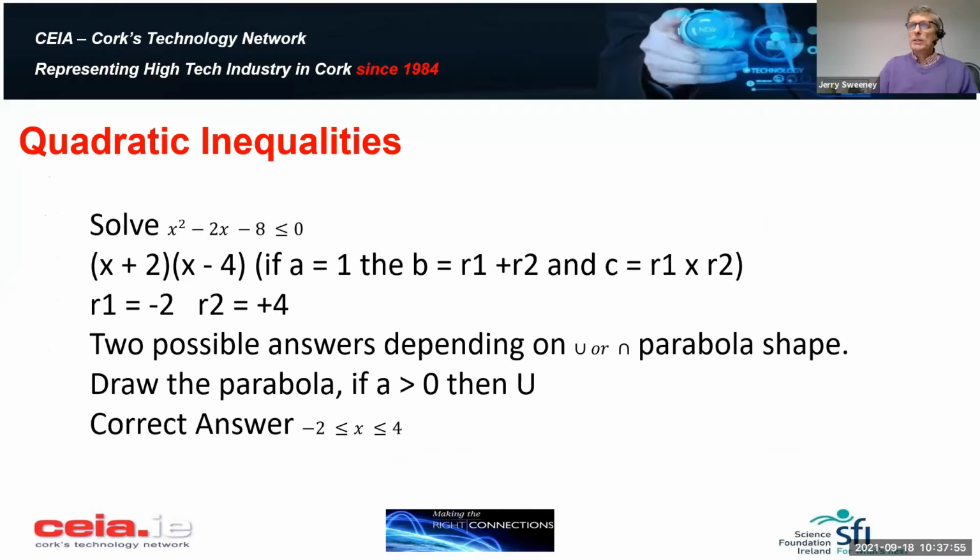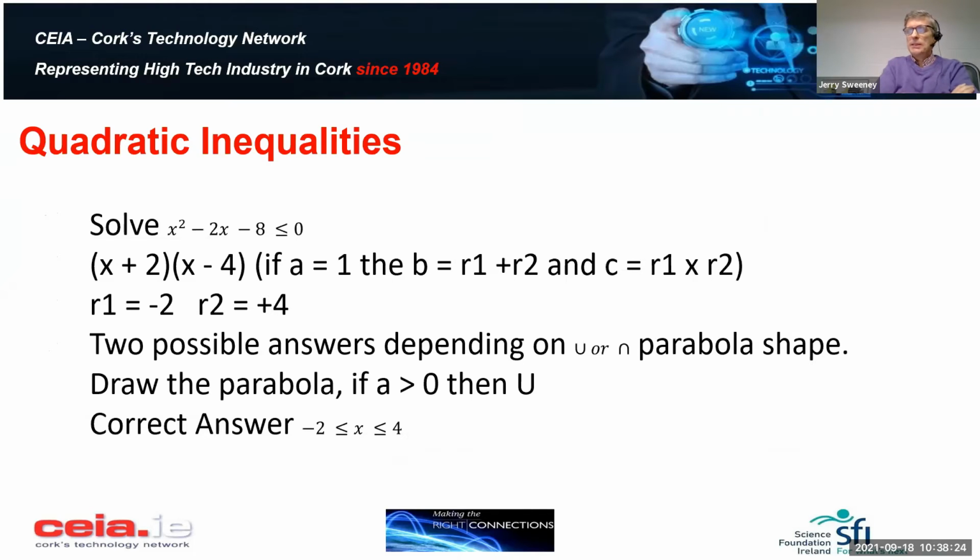And I want to talk about quadratic inequalities. So I'm going to assume that you can see my screen and you can also keep Desmos open. What I want you to do is plot on Desmos x squared minus 2x minus 8. I want you to plot that as a function.